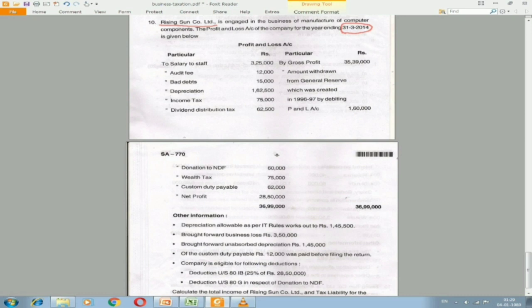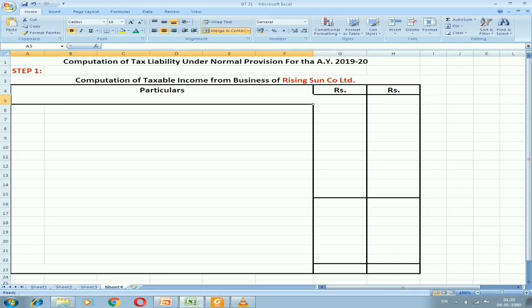Here, please make a change as assessment year 2019-20. As they have told us to calculate the total income as well as tax liability, we are supposed to calculate all the 3 steps. First one, taxable income from business, then total income, and tax liability, which is under normal provision. Starting with step 1, let us take a heading as computation of taxable income from business of Rising Sun Company Limited, particulars, rupees.